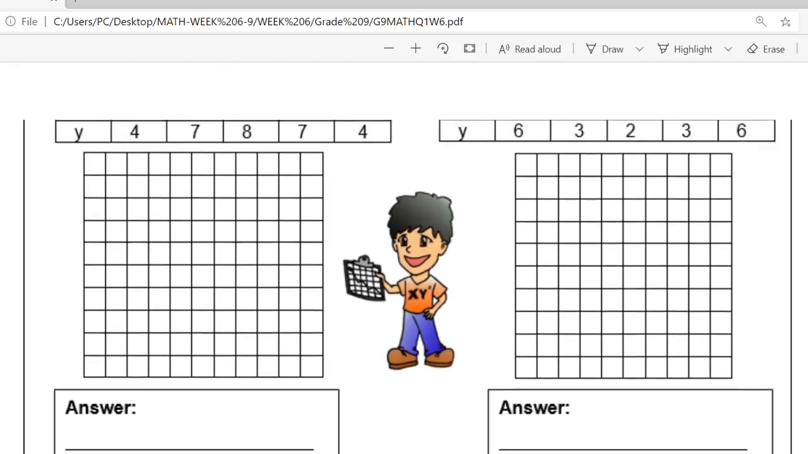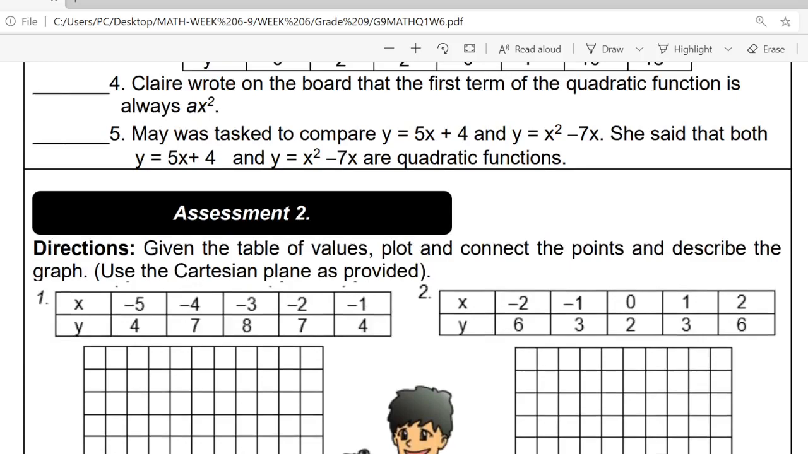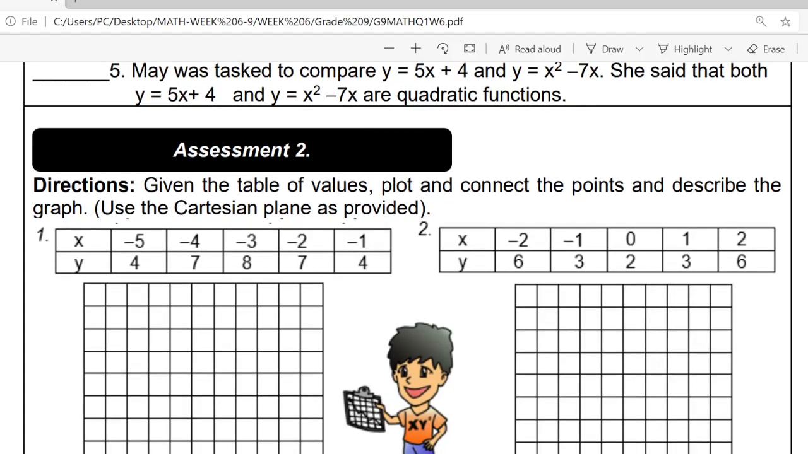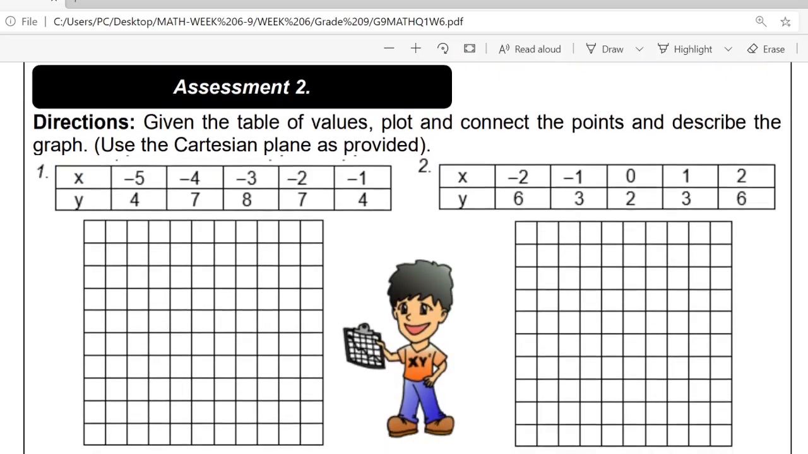After graphing this one, you have to describe your graph and write it here. Describe your graph.